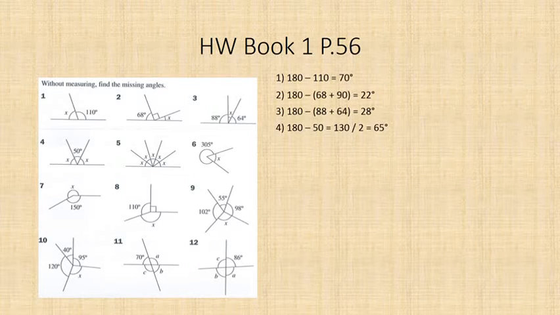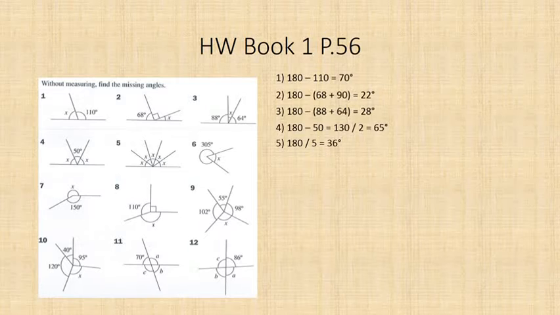Question number 5 here, I have 1, 2, 3, 4, 5 x's. If I add them all up, it's going to be 180 degrees. All of them are equal because of the same notation, x, x, x, x, x. So I will just divide 180 by 5, which is going to equal 36 degrees. So x here equals 36 degrees.